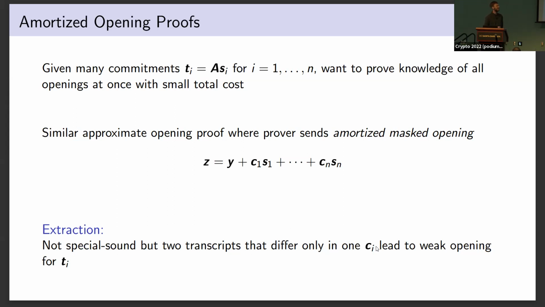This is also still sound for proving commitment openings because it's slightly more complicated, but not much. So it's not special sound anymore. But what we can do is that for every i, we can essentially get two transcripts that only differ in the corresponding c_i, and then we get a weak opening for t_i. And then if we do this for all i, we get weak openings for all the t_i. So this is kind of the basic building block that we use for our sublinear proof system.